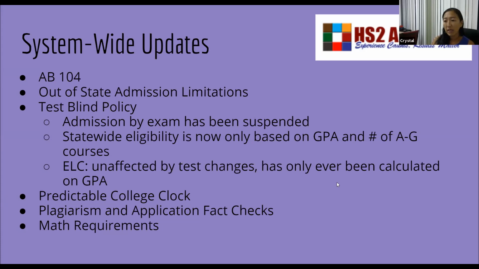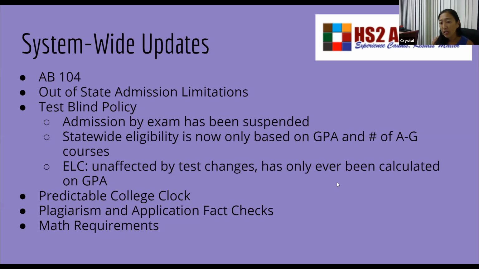The fact that admission by exam is gone because there's no SAT score doesn't mean that student is necessarily ineligible. So admission by exam has been replaced entirely by admission by exception. So admission by exception usually requires a student to explain why they've not been able to fulfill an A through G requirement and ask the UCs to consider other bodies of work that would cover for that.